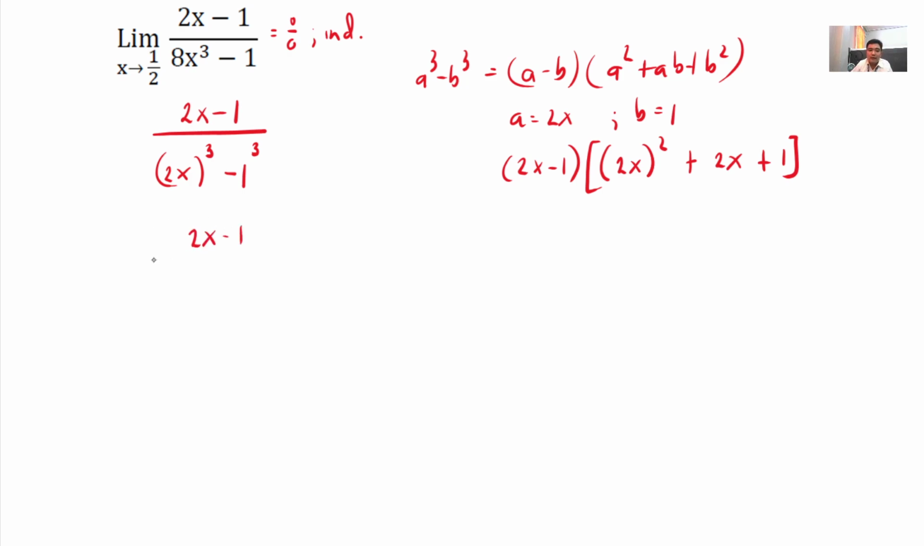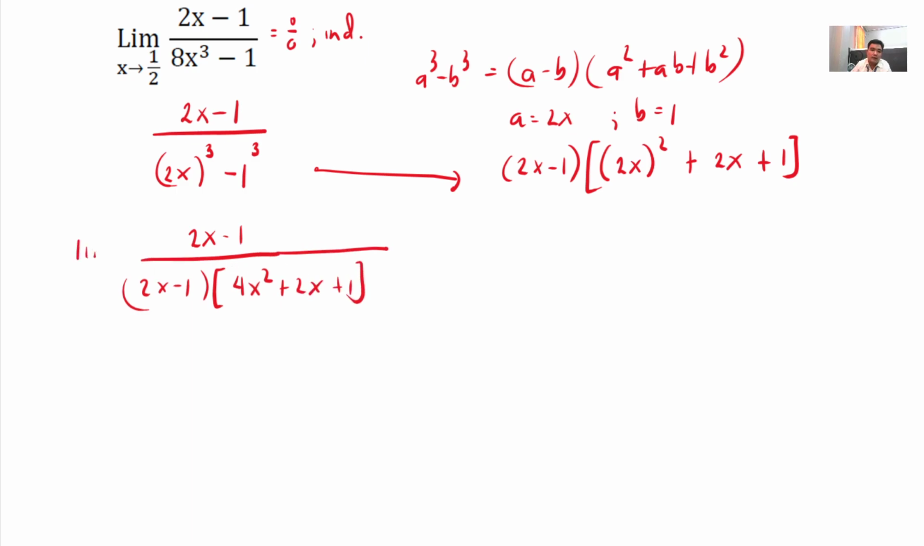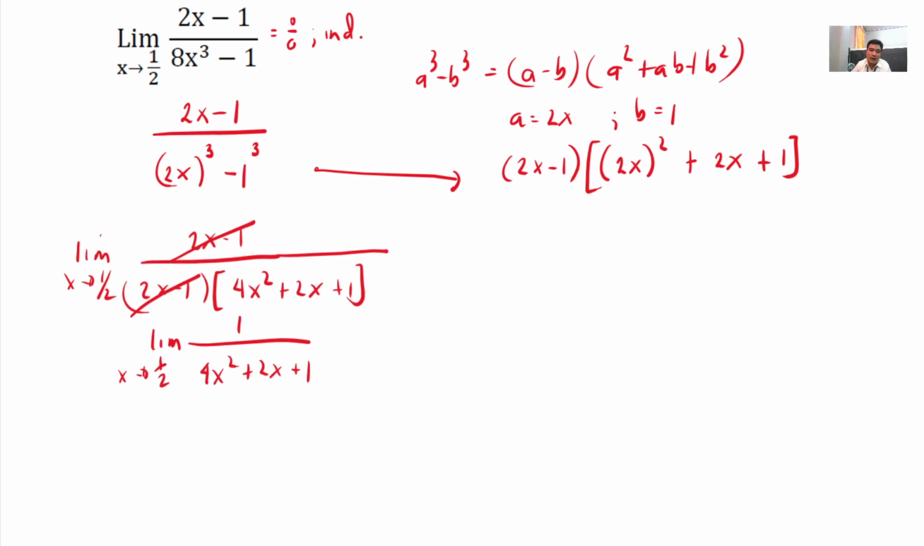So, rewrite natin. So, 2x minus 1 all over, ito, they are the same. So, 2x minus 1 times 2x squared is 4x squared. Tama? Plus 2x plus 1. Limit as x approaches 1 half. Cancel, cancel. So may naiiwan na 4x squared plus 2x plus 1. Limit as x approaches 1 half.